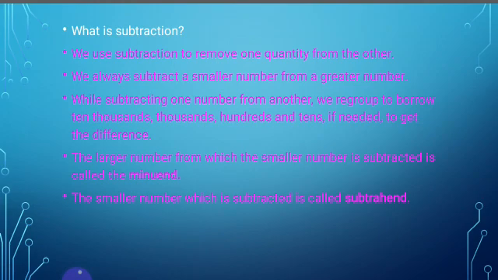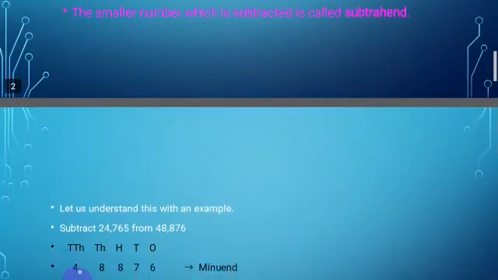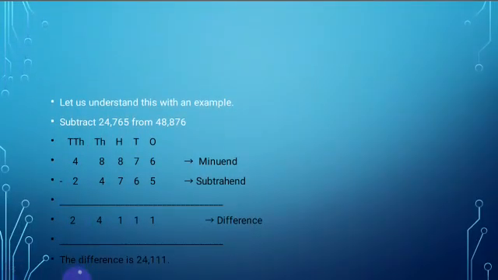While subtracting one number from another, we regroup to borrow ten thousands, thousands, hundreds, and tens, if needed, to get the difference. The larger number from which the smaller number is subtracted is called the minuend. The smaller number which is subtracted is called the subtrahend. We use subtraction to find the difference, the left amount, or that remains. Let us understand this with the help of an example.